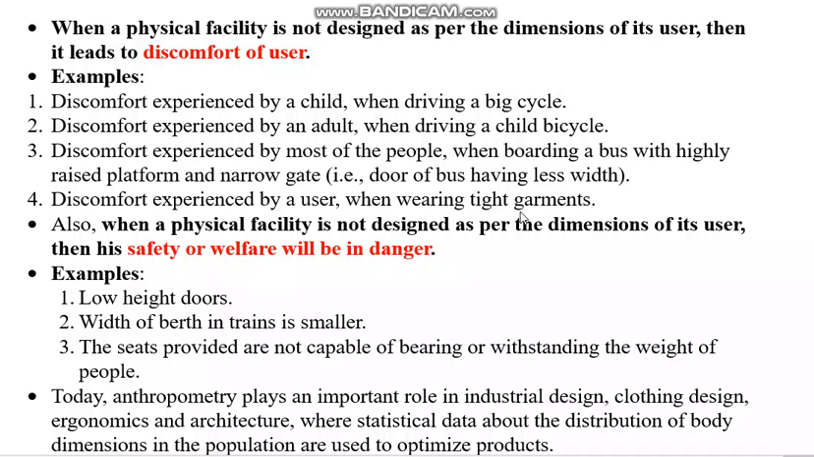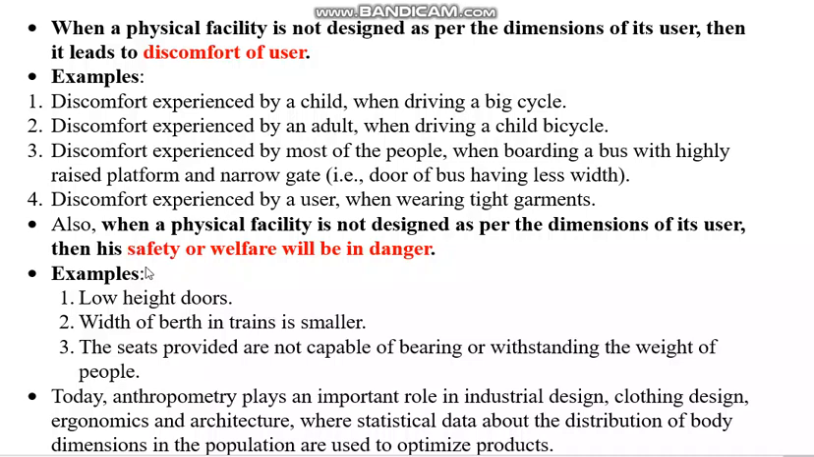And discomfort is experienced by the user when wearing tight garments. You may have seen this: the shirts and pants you had in 10th standard, if you wear them now after 2 or 3 years, they will be very tight. You may not even fit into them. With such kind of clothes, can you comfortably do things? No. So what we are saying here is, if a physical facility is not designed as per the dimensions of its user, then it leads to discomfort.